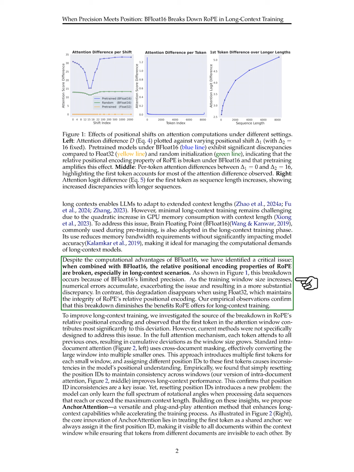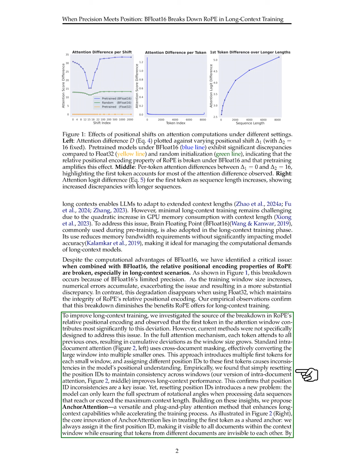This issue arises from BFloat16's limited precision, leading to cumulative numerical errors as the training window expands. In contrast, using Float32 preserves RoPE's encoding properties. Our observations indicate that this breakdown diminishes the advantages RoPE provides for long context training. We investigated the cause of this breakdown and found that the first token in the attention window plays a crucial role in the deviation. Current methods do not specifically address this issue.